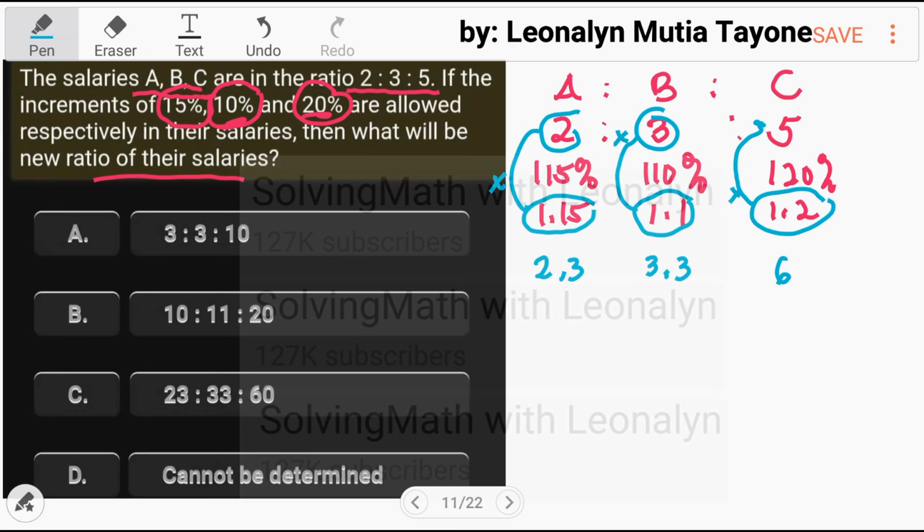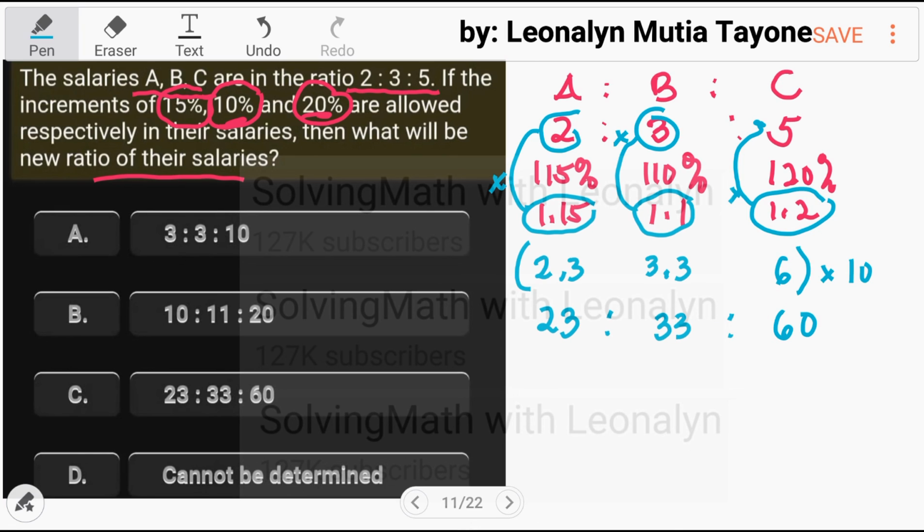Next natin gagawin para wala tayong mga decimal numbers dyan, i-move natin once itong decimal para maging whole number sila lahat. Or, mag-multiply tayo ng 10 lahat dito para maging whole number sila lahat. 2.3 times 10, and that is 23. 3.3 times 10, and that is 33. 6 times 10, and that is 60. Dito sa 23 is to 33 is to 60.